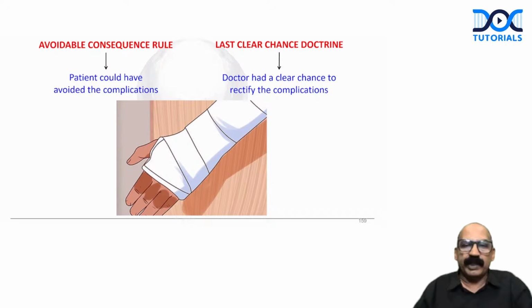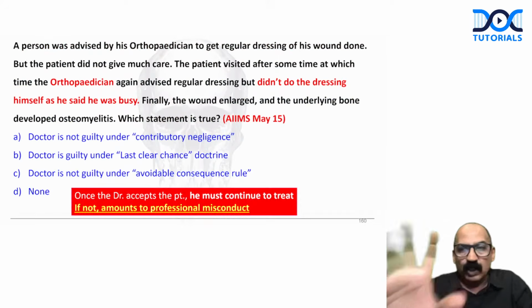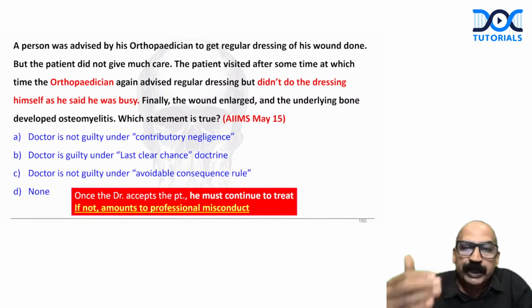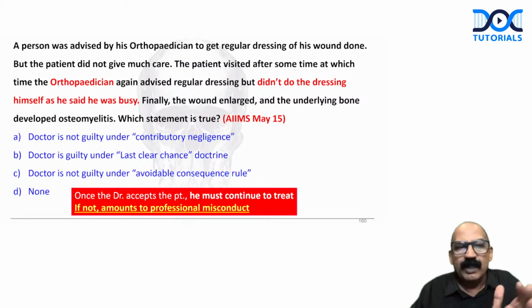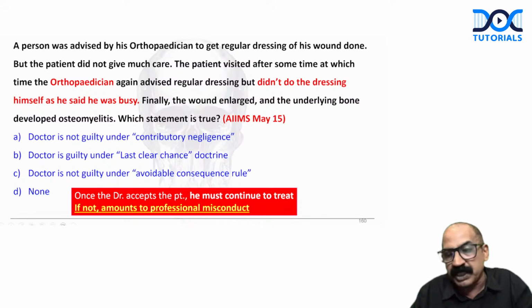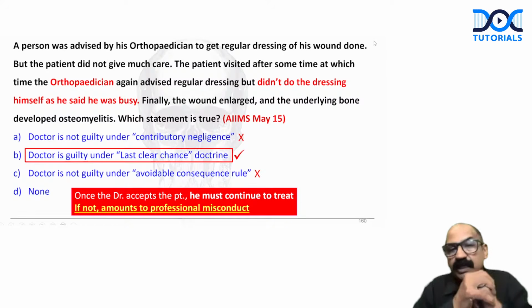Okay. So here, as I told you, once the doctor accepts a patient, he must continue to treat. Otherwise, it amounts to professional misconduct. Okay. So here, you were supposed to do regular dressing, but the patient did not give much care. That is automatic negligence, that there is negligence by the patient. After some time, the orthopedician again advised dressing, but the patient did not do the dressing himself as he said he was busy. So the patient is guilty. But the doctor is also guilty under the last clear chance doctrine.